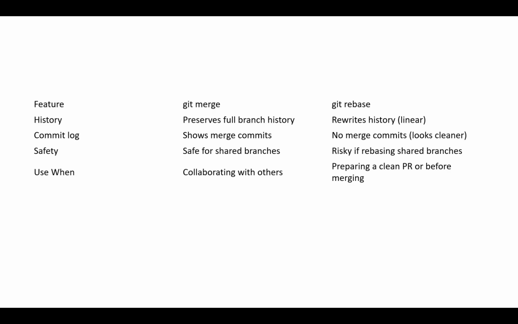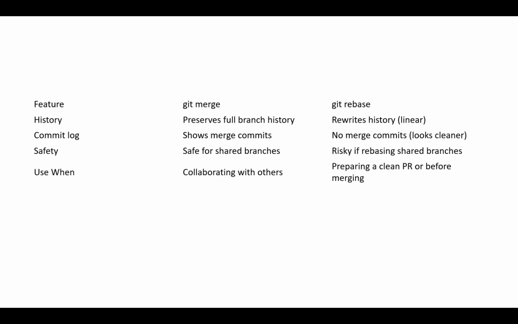A very important thing is when we are working with merge and rebase. In terms of history, when we want to preserve the full branch history, make sure you do a git merge. But if you want to rewrite in a linear fashion, like we did with the feature branch and then brought those changes to main using rebase, we can do a git rebase. If you want the commit log to show the merge commits, we use git merge. If you don't want all the merge commits, to make it look cleaner, we can use rebase.